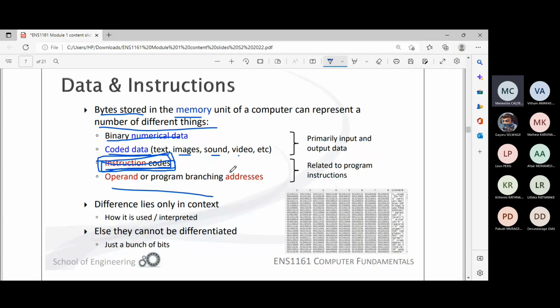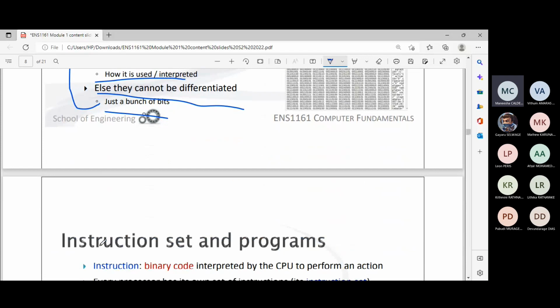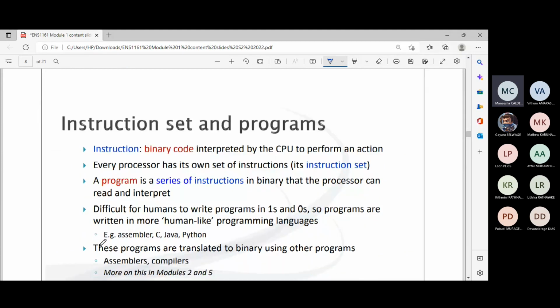Operands and program branching addresses. We are supposed to have a small discussion related to these addresses, but not detailed, so you should be able to understand them well later on. The differences lie only in the context, how they are used and interpreted; otherwise they cannot be differentiated. So this is the story of data and instructions. We'll definitely discuss these things in future.